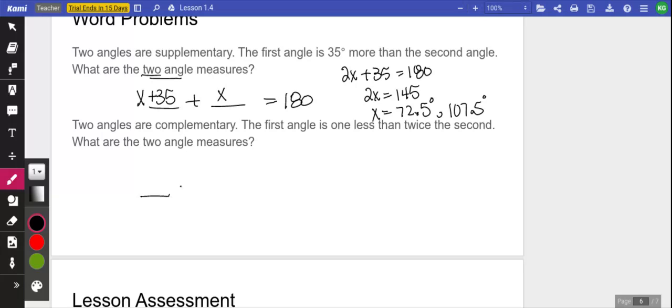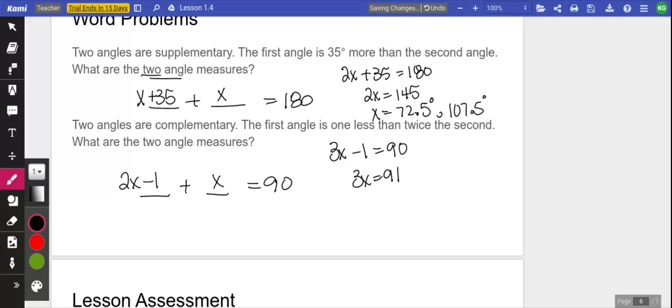Two angles are complementary, so I'm going to set it equal to 90. The first angle is 1 less than twice the second, so that would give me 2x minus 1 and x. So combining like terms would give me 3x minus 1 equals 90. So 3x equals 91. Divided by 3 is 30.3. And so for the other one, I'm going to do 2 times 30.3 minus 1 gives me 59.7. And those should equal 90.